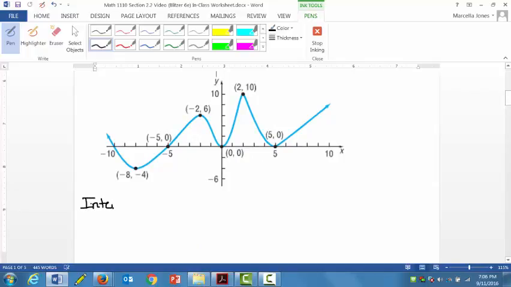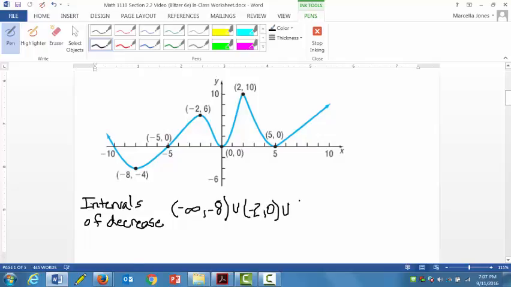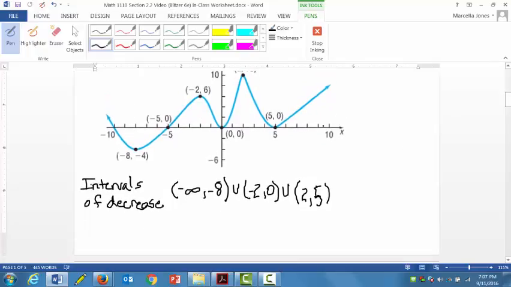Here's another graph. Let's look at the intervals of increase and decrease for this function, whose graph we see. The function goes downhill, indefinitely coming in from the left to negative 8. Additionally, from negative 2 to 0, and also from 2 to 5. That's when I have the intervals of decrease. In my math lab, it may ask you to separate these intervals with commas.